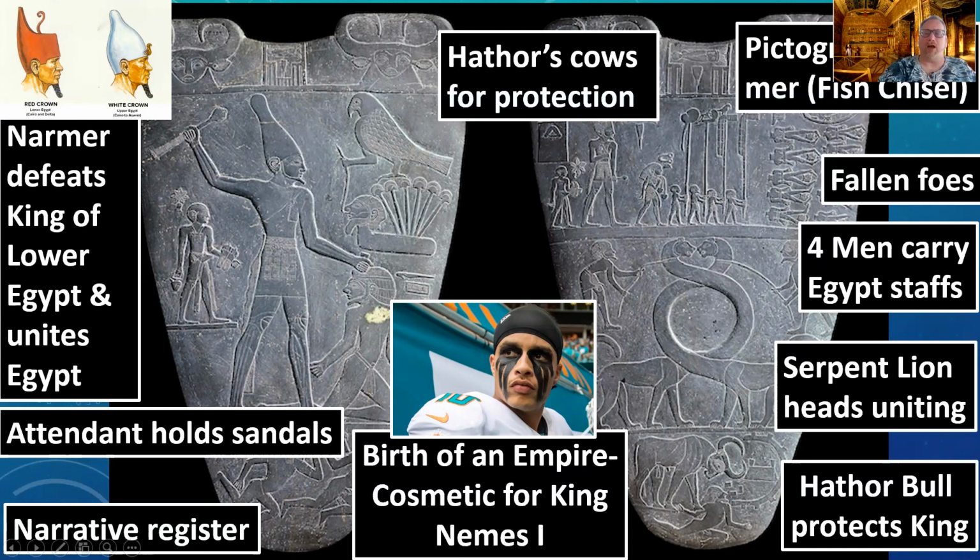It's a pictograph up the top of Narmer, Fish Chisel. That's his name. Here are the fallen foes, all with their heads cut off. Four men carry the various Egyptian staffs, and a serpent lion runs around, which really does not appear in any other Egyptian art form. So this is an unusual feature for the Palette of Narmer. And finally, Hathor at the very bottom is protecting the king from anyone who wants to rise up against him.